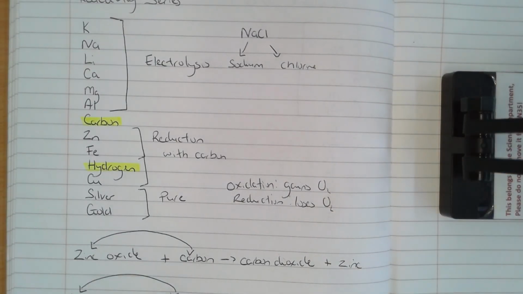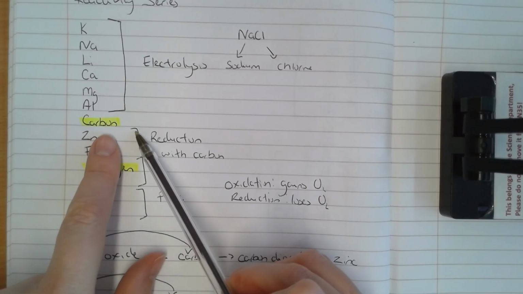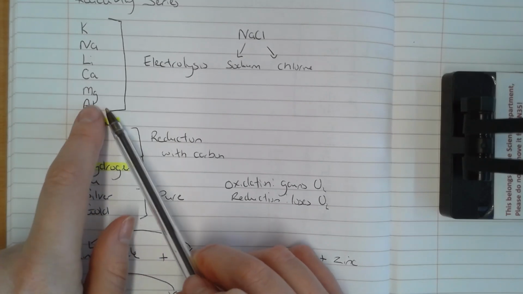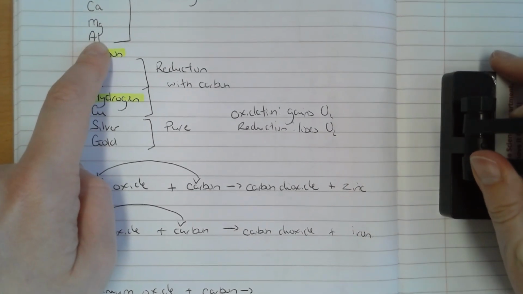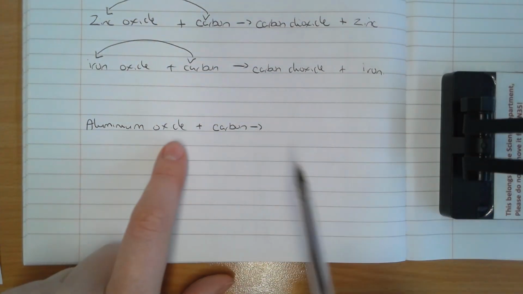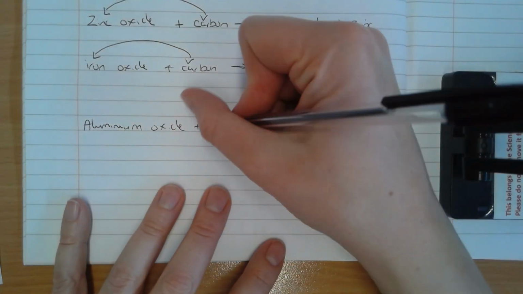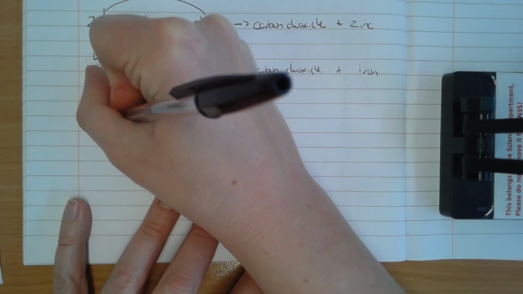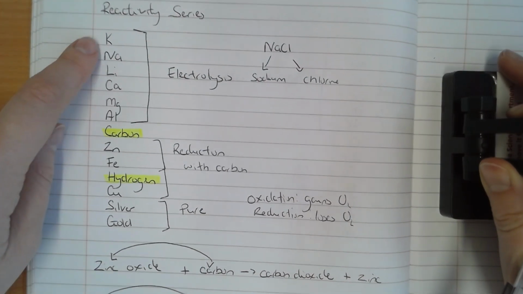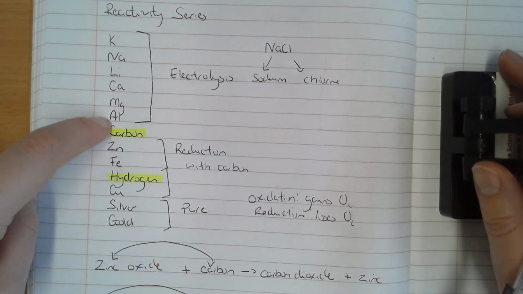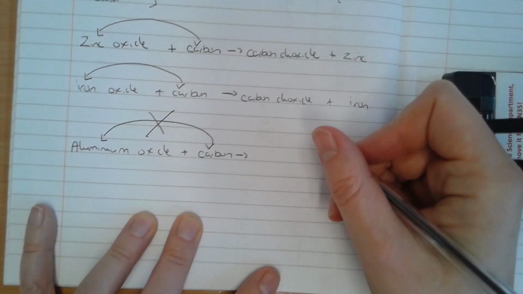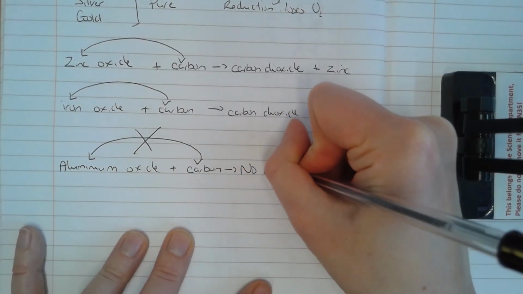Alright, now I said this method of reduction only works with the elements less reactive than carbon. So what happens if we try it with something more reactive than carbon? So let's just take aluminium. So I've got aluminium oxide and I've got carbon. Now for this to work, the carbon and the aluminium need to swap places, but they will only swap places if carbon is more reactive than aluminium. And we can see from our reactivity series that aluminium is more reactive than carbon. That means they will not swap places and you get no reaction.